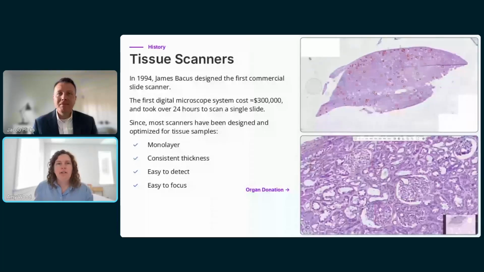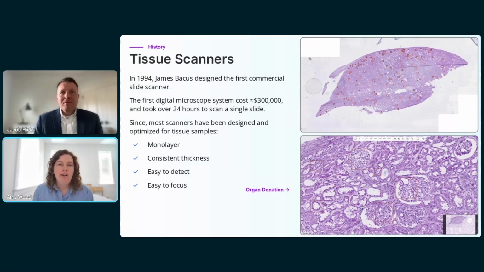The very first scanner came out in 1994. It was created by James Backus, and it was the first of its kind, which was very exciting. It cost about $300,000 to install and took over 24 hours to scan a single slide. So obviously we've come a very long way since then, but most scanners have continued to focus on tissue sample types. That's the image we can see here.